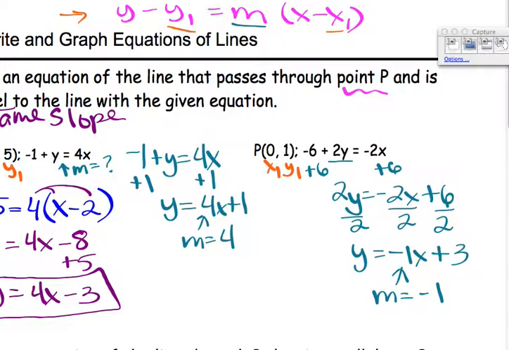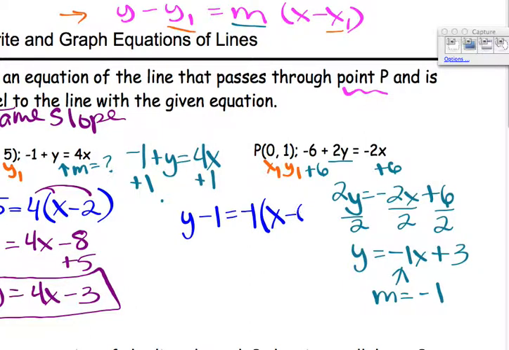So now I need to take that and plug it into my point-slope form of the line, which is going to be, and I'm going to make a little bit of room here for that. That's going to be y minus the y1, which is 1, equals the slope, -1, times x minus the x1, which is 0. I need to distribute. Y minus 1 equals -1x.